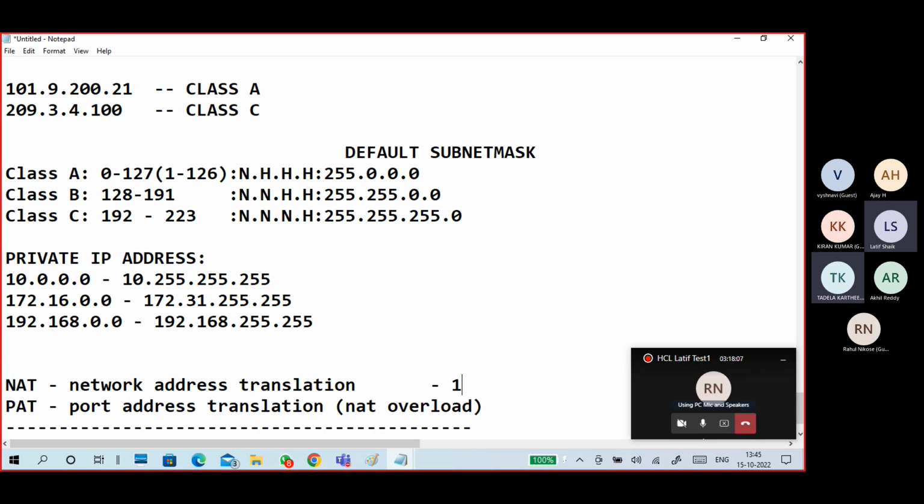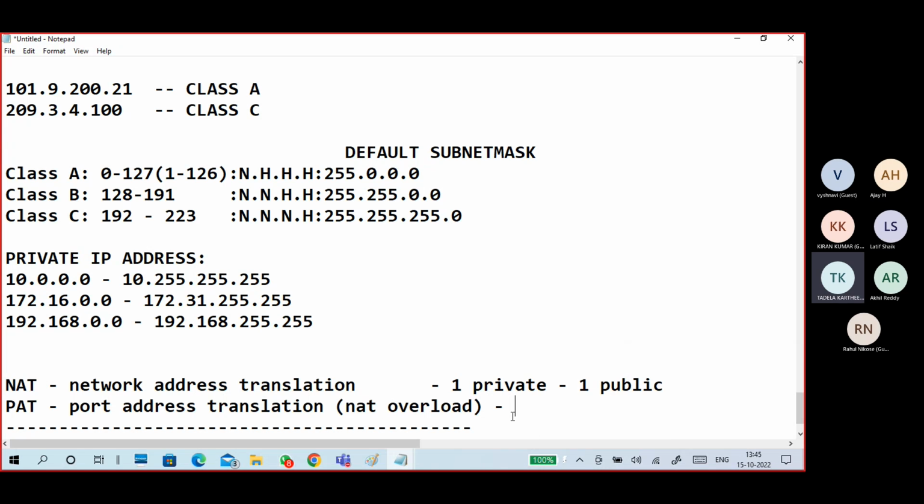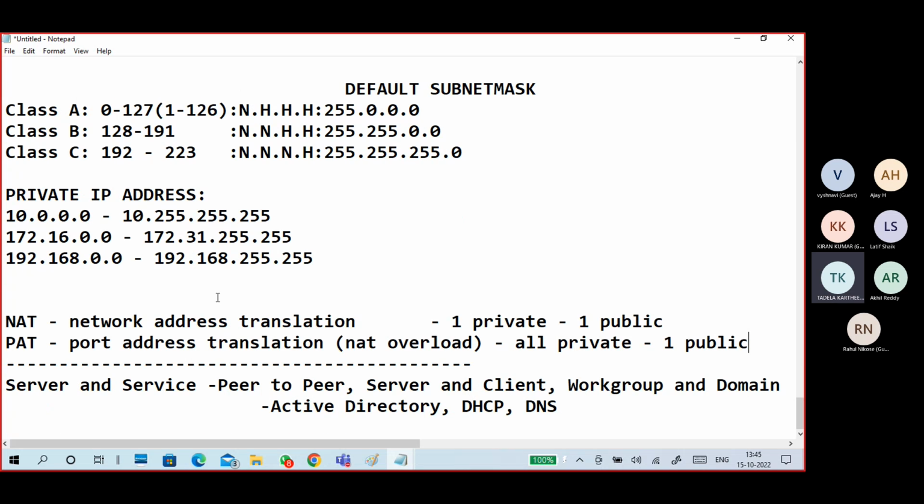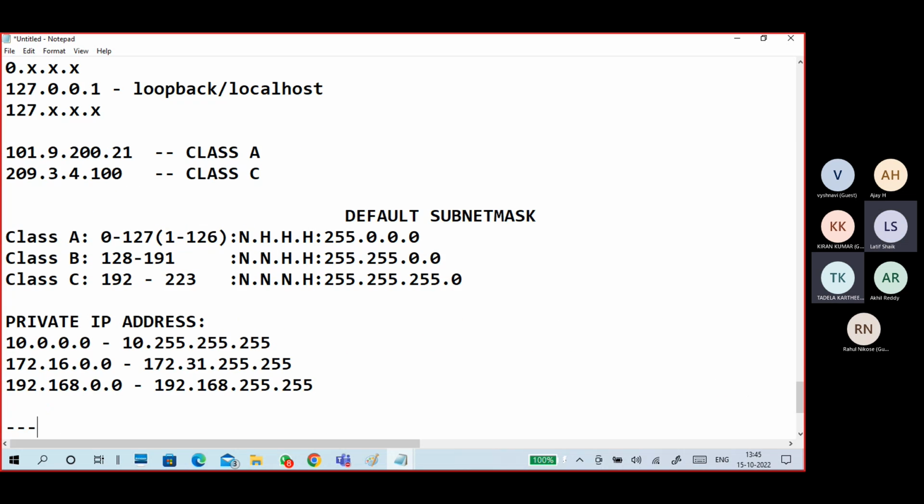Static NAT is a one-to-one type: one private, one public. This one is all private, one public type. That is enough. Your network part is completed successfully, guys.